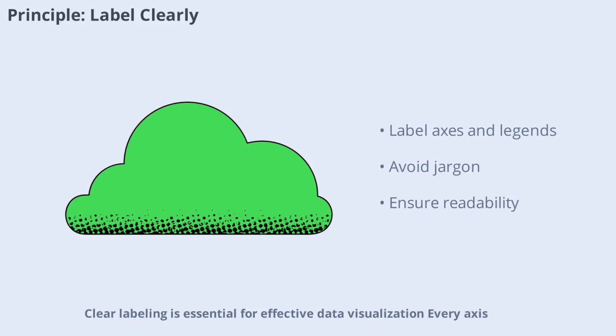Clear labeling is essential for effective data visualization. Every axis, data point, and legend should be labeled in a way that's easy to read and understand. Avoid jargon or abbreviations that might confuse your audience. Well-labeled visuals make it easy for viewers to interpret the data without guessing.